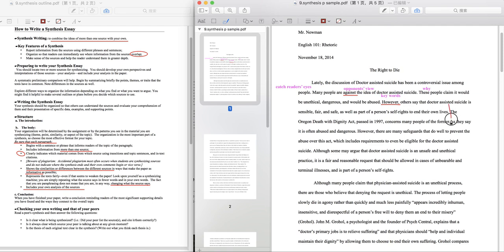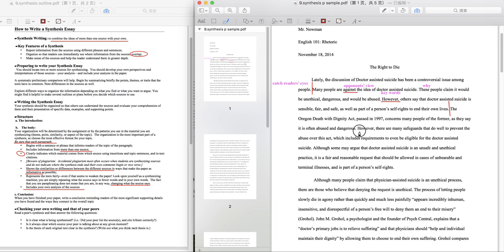Then, let us have one line here, as well as here. We will come back to analyze it soon. The Oregon Death with Dignity Act, passed in 1993, concerns many people of the former, as they say it's often abused and dangerous. However, there are many safeguards that do well to prevent the abuse of this act. This is also the opponent's view, correct?